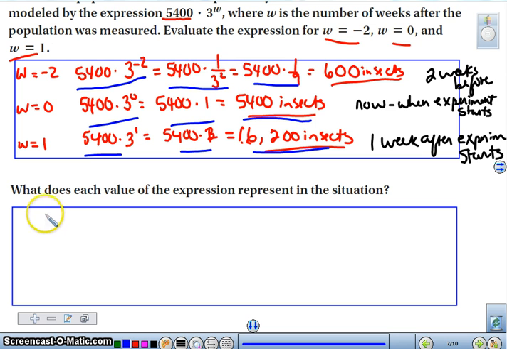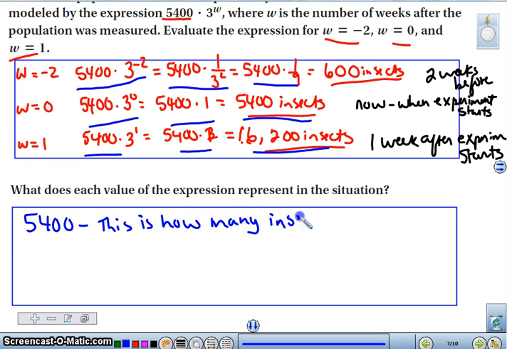And then we want to now look at what the value of the expression represents in each situation. So what does the 5400 represent? What I want you to be thinking about is, this is actually how many insects we started the experiment with, or the number of insects being studied in this case.